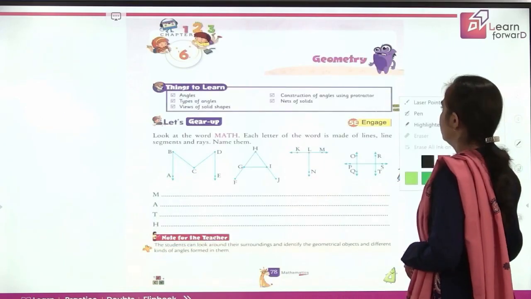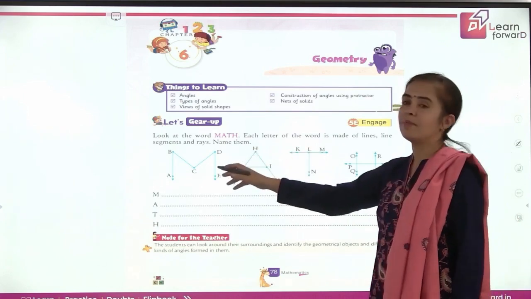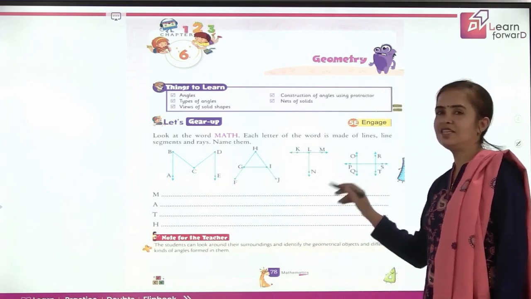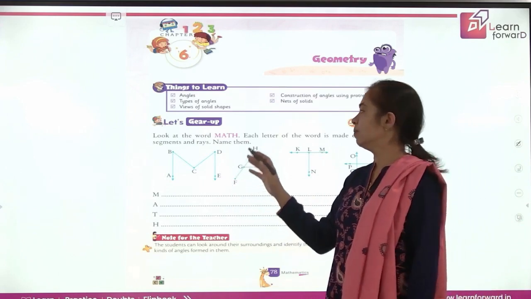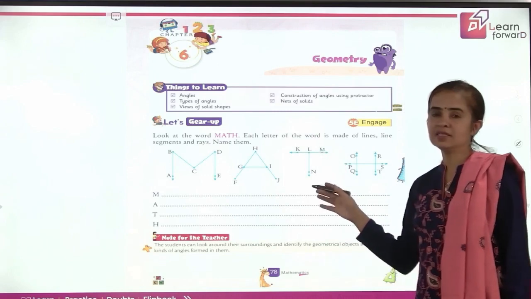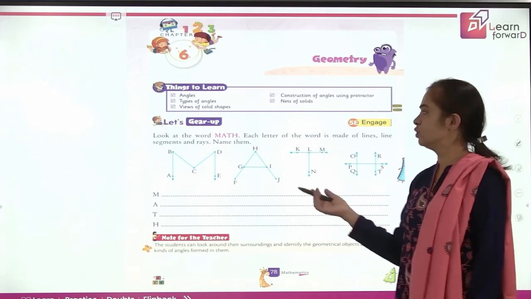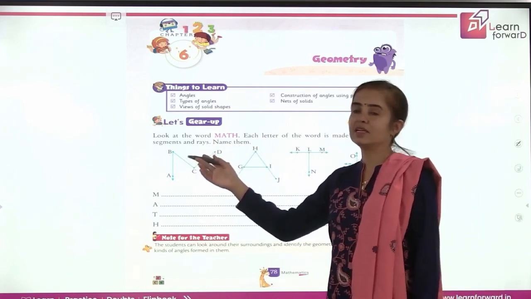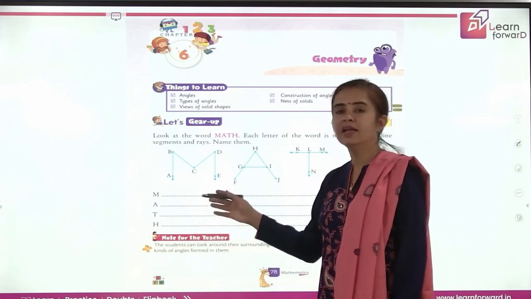Here we have a gear up exercise for you children. Look at the word math. Can you see? M A T H. So these are the letters of the word math which are made using some lines, line segments and rays. So what you have to do? You have to identify these lines, line segments and rays in each of the letters of math and name them.